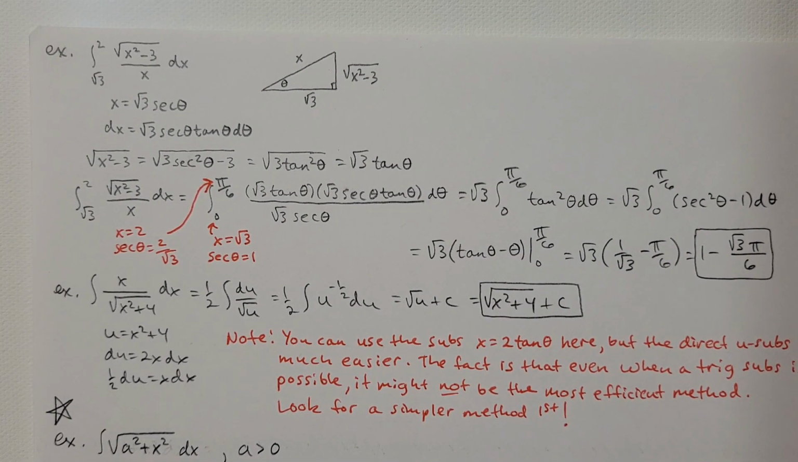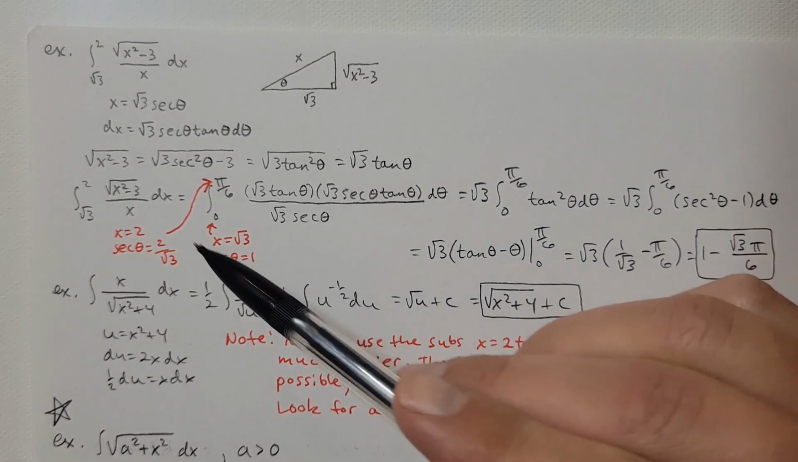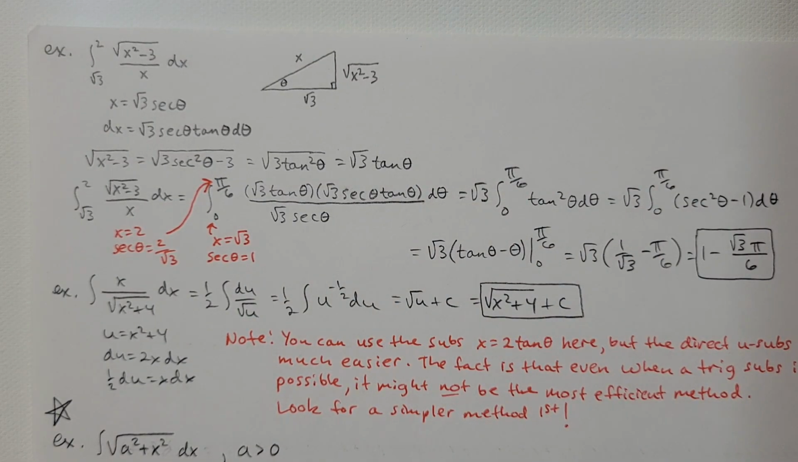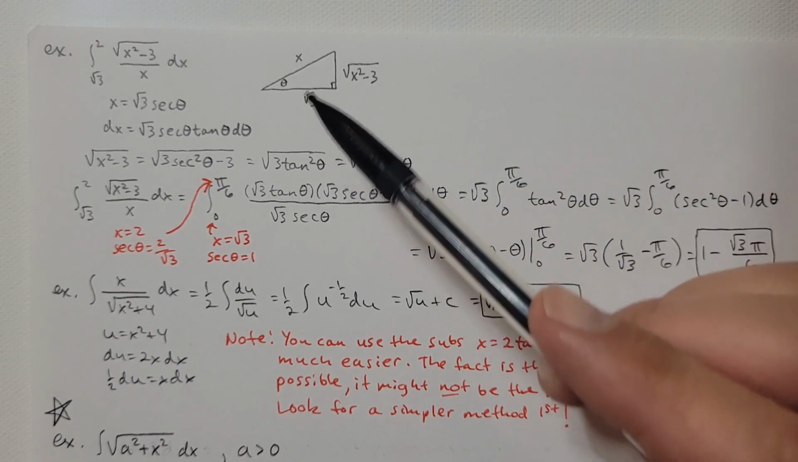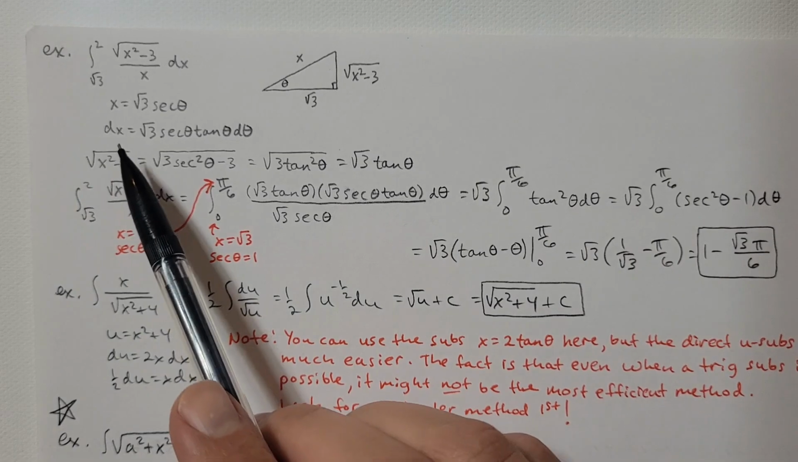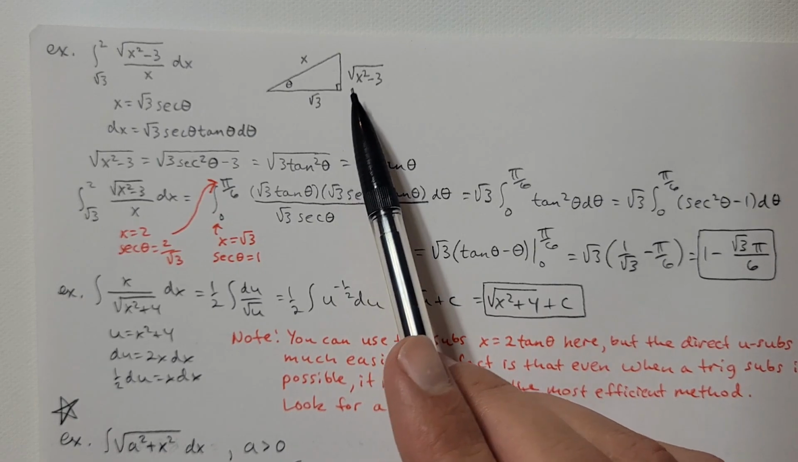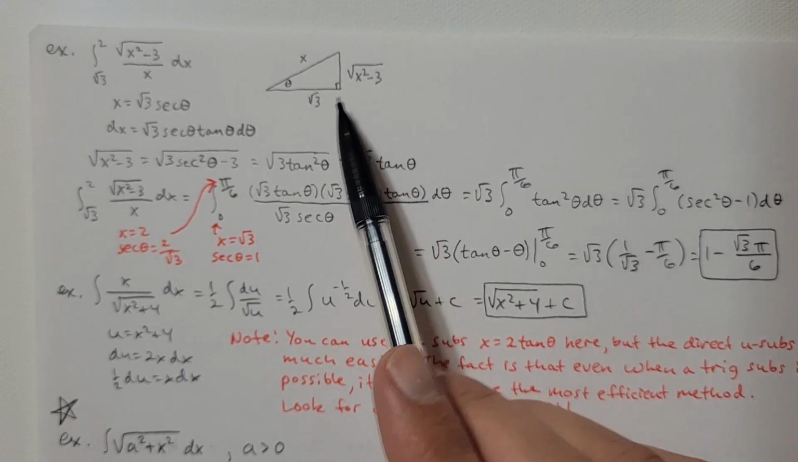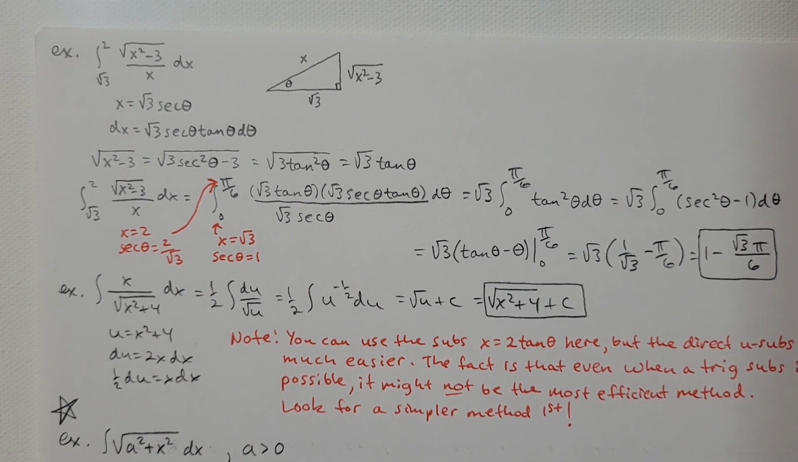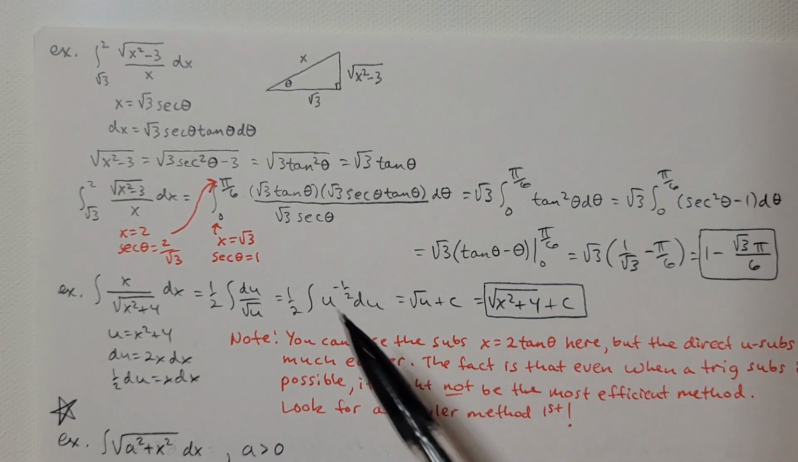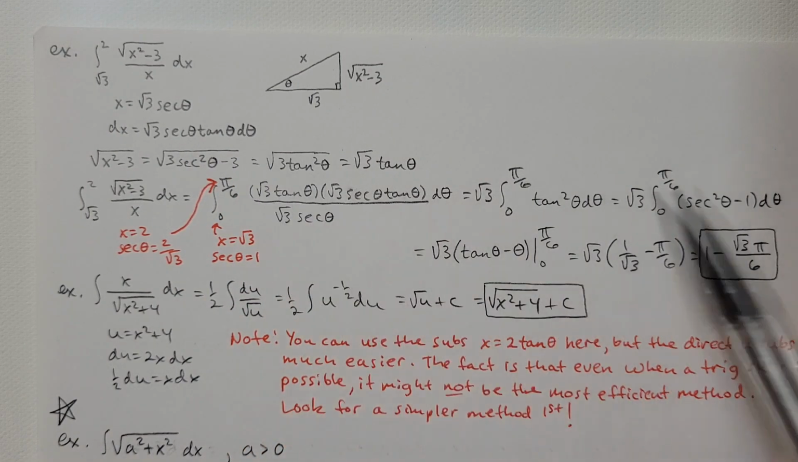If secant theta is equal to x divided by root 3, let's see, secant theta is the reciprocal of cosine theta, and cosine theta is adjacent over hypotenuse, so secant theta would be the hypotenuse over the adjacent side. So x is the hypotenuse, and root 3 would be the adjacent side. The leftover leg of the triangle, then the opposite side, would be the expression that led us to the trig substitution to begin with. Okay, dx then is root 3 times secant theta times tangent theta d theta.